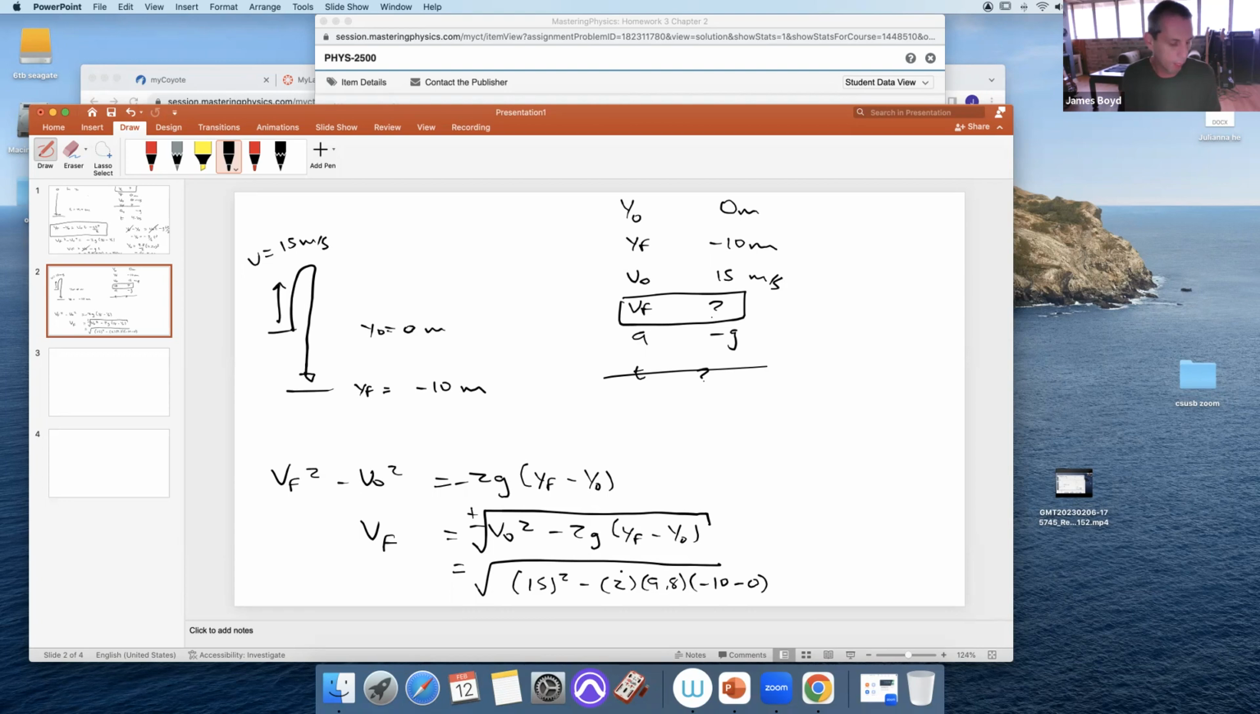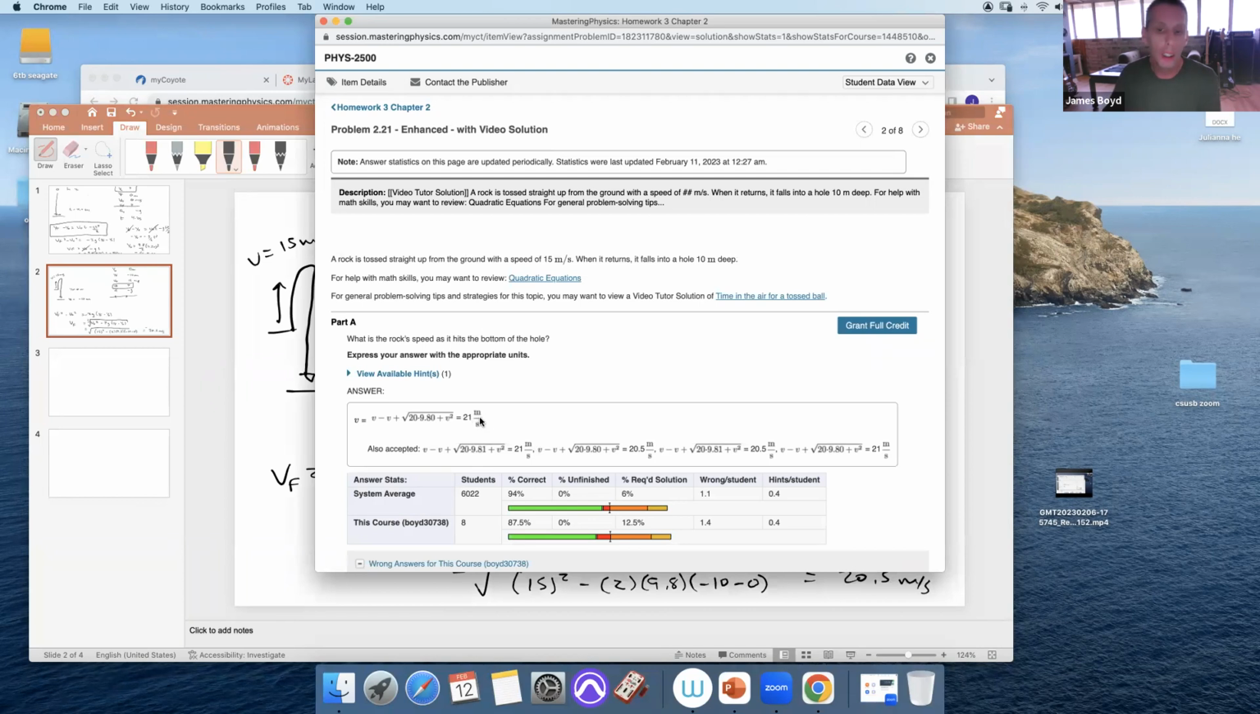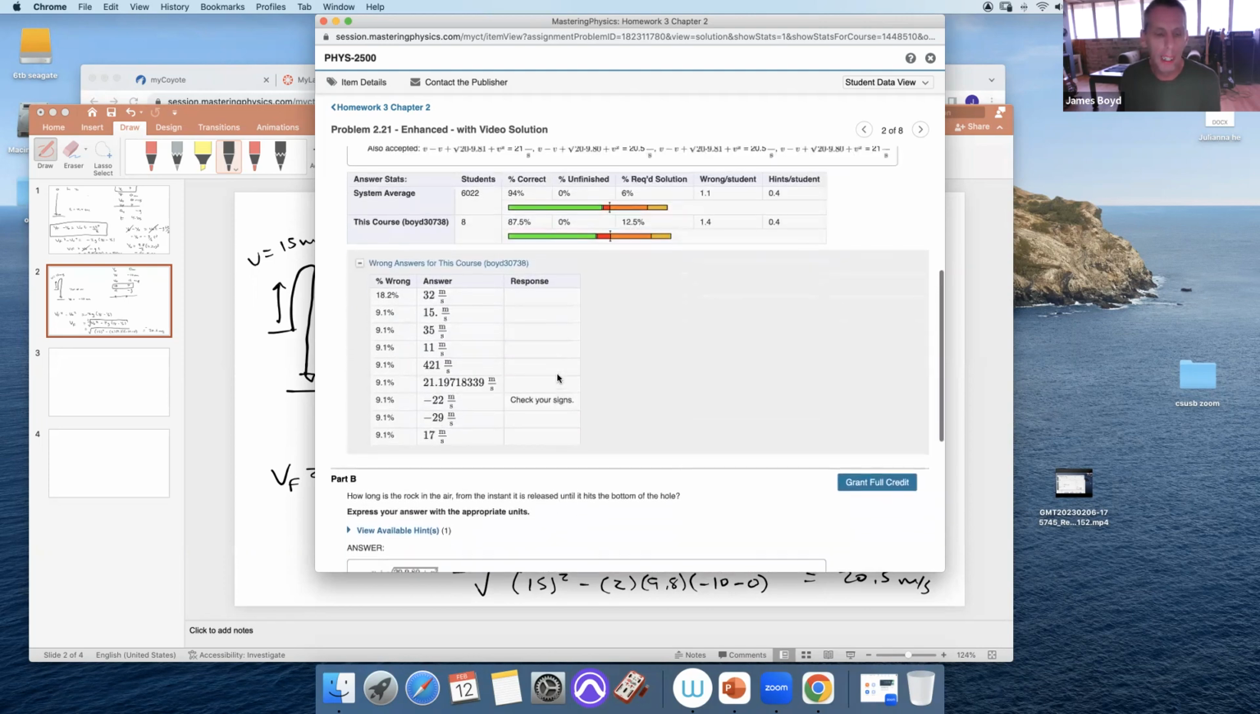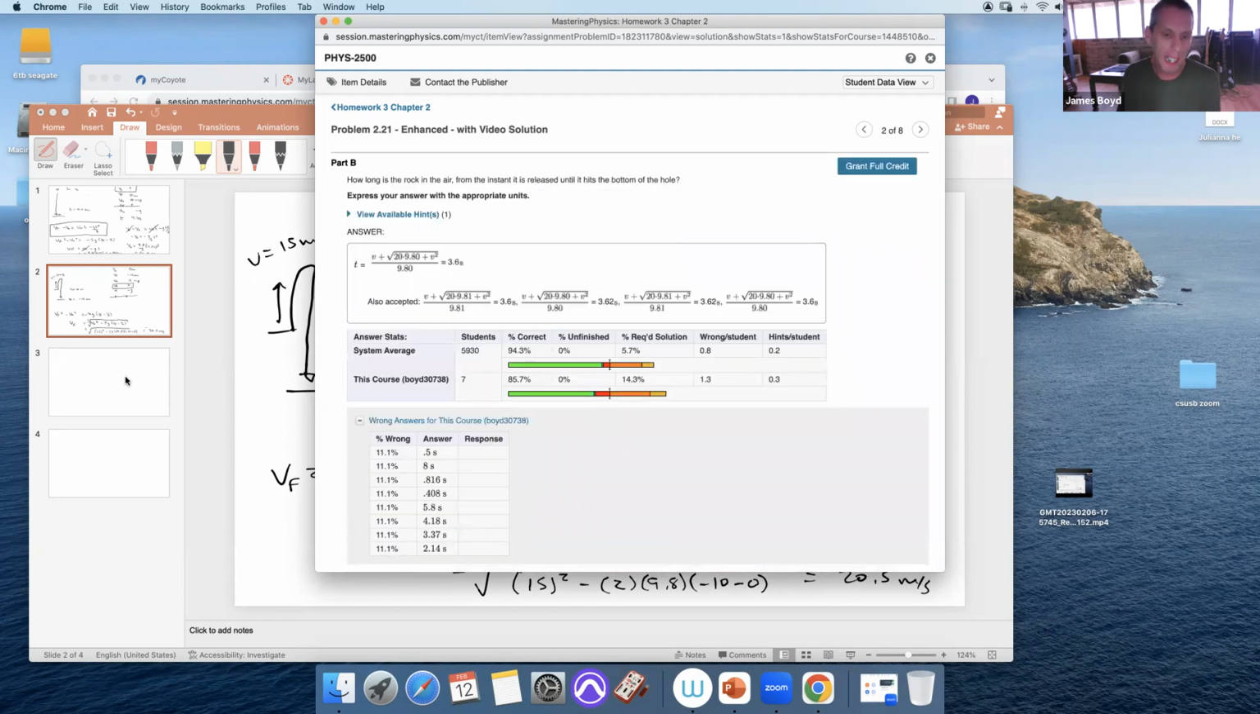Don't forget your square root. And I get 20.5 meters per second. Now this is actually negative 20.5, but they asked for our speed. You can round it up to 21 if you want, but I'll take 20.5. And then how long is the rock in the air?